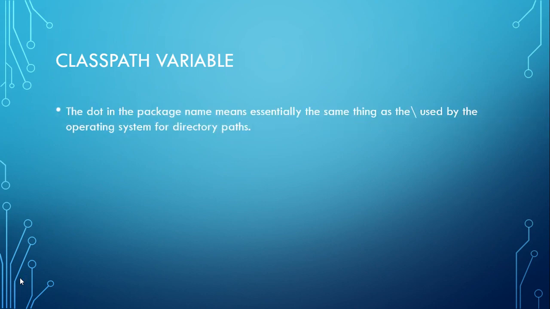All right, that dot that I just mentioned essentially is the same thing as a slash used by the operating system for directory paths. So really think about even things such as our import statements. If we say something like import java.util.scanner, it's saying in the Java libraries, there's a folder for utilities, and then inside utilities there would be a file called scanner. So it's the same kind of principle here with packages.